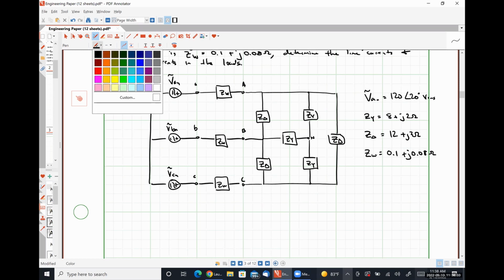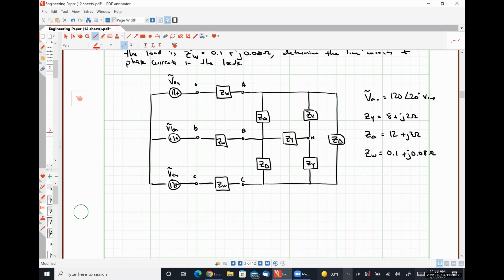The quantities that we are looking for are our line currents, IAA. We're obviously going to be looking for IBB and ICC as well, but I'm not going to bother writing those because we know that if we find IAA, we can just shift our way into getting those. We're going to be looking for our phase currents through our load. So that's going to be this quantity IAB, as well as this quantity IAN.